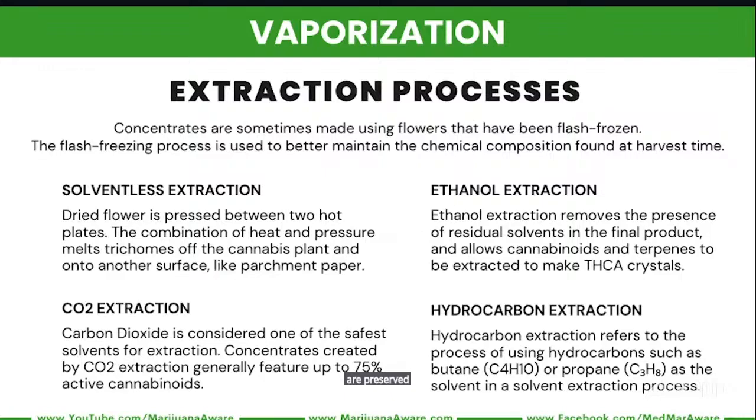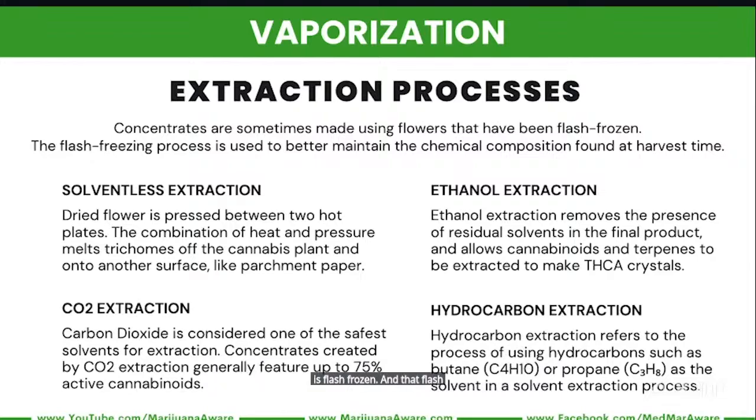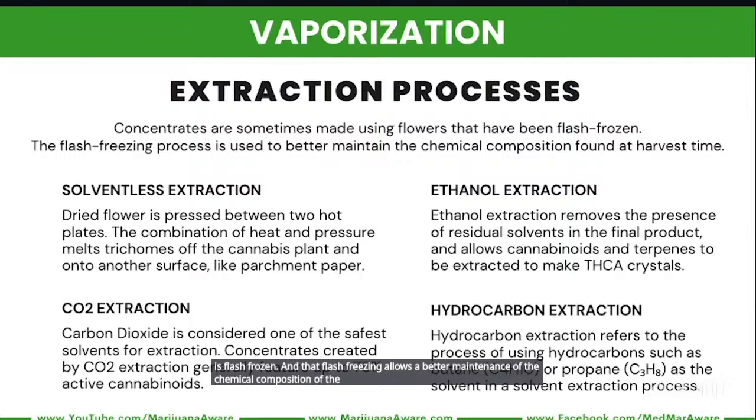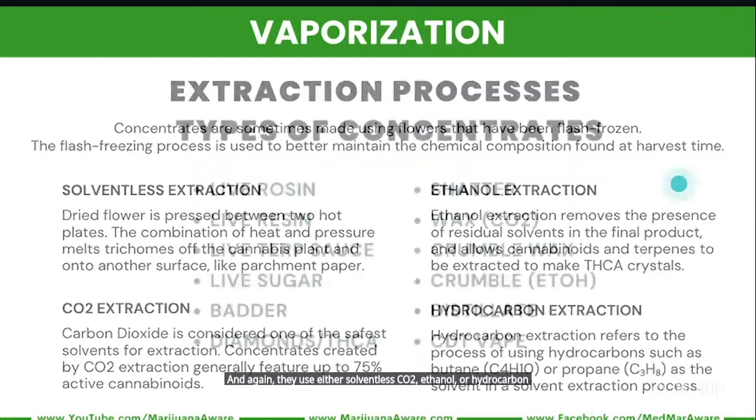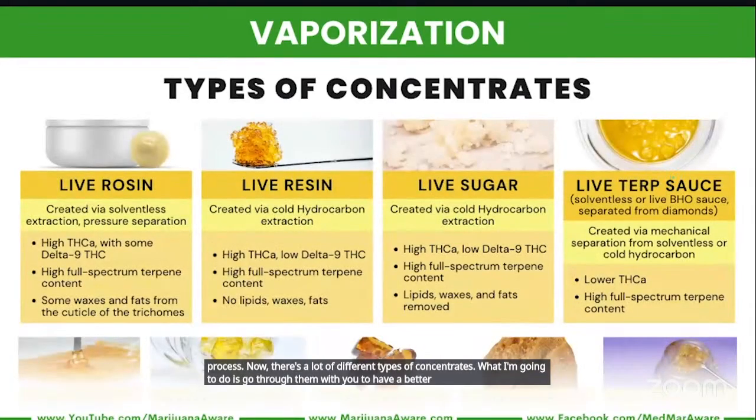The main advantage of concentrates is the extraction process, and that's because the flower is flash frozen, and that flash freezing allows a better maintenance of the chemical composition of the cannabis plant, which is found at harvest time. And again, they use either solventless, CO2, ethanol, or hydrocarbon extraction processes. Now, there's a lot of different types of concentrates. What I'm going to do is go through them with you to have a better understanding of each of the products and how they're used.